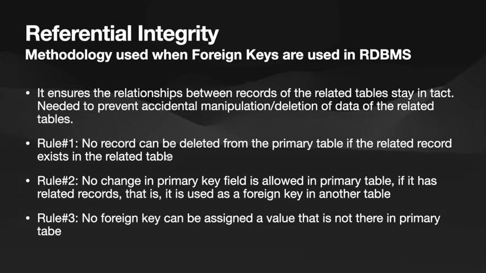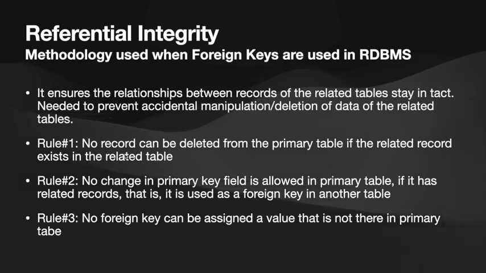So some rules are there. Here are some of the rules. No record can be deleted from the primary table if the related record exists in the related table. So this is rule number 1. For example, if Ram is the consumer and Ram makes some purchases in another table, the consumer record Ram cannot be deleted from the consumer table, and no change in primary key field is allowed in primary table.